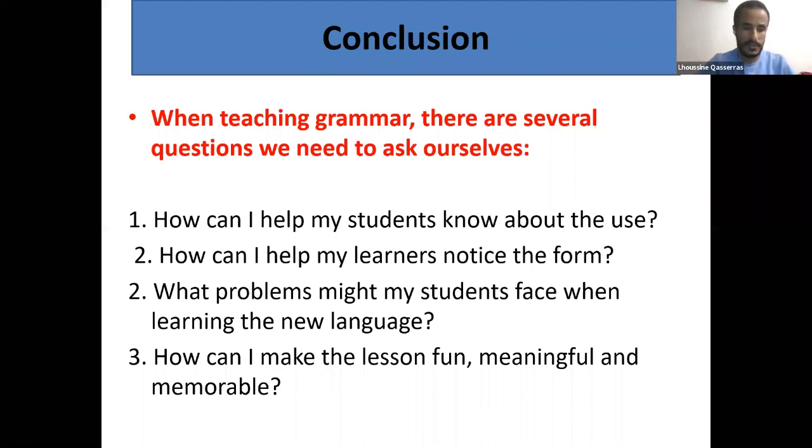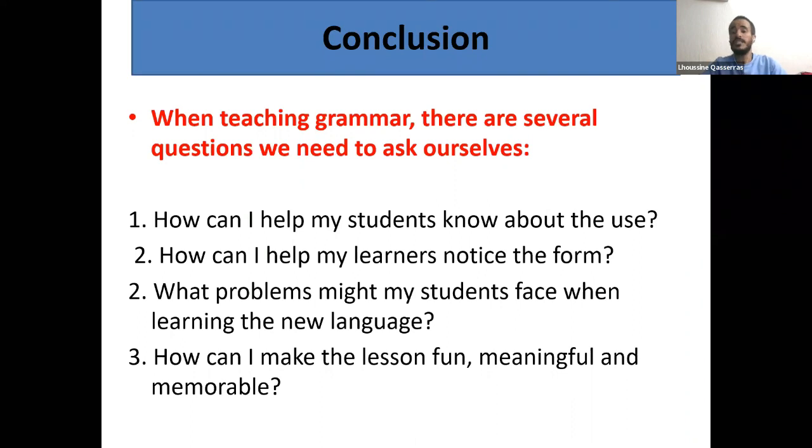Number three. What problems might my students face when learning the new language? Maybe they will not understand the form. Sorry, maybe they will not use the form correctly. Maybe they will not understand the meaning or the use. Maybe I'm going to have mixed ability levels or classes. Maybe the textbook is not interesting or it's difficult for my learners. Maybe they need more practice, so they may find difficulties. So I'm going to provide them with a variety of activities.